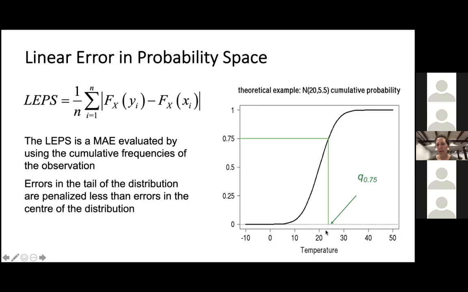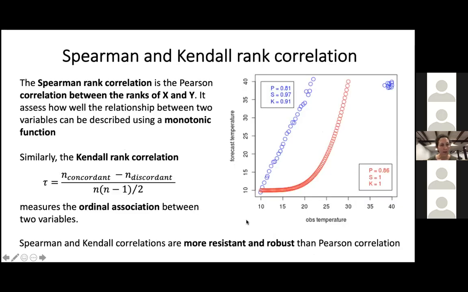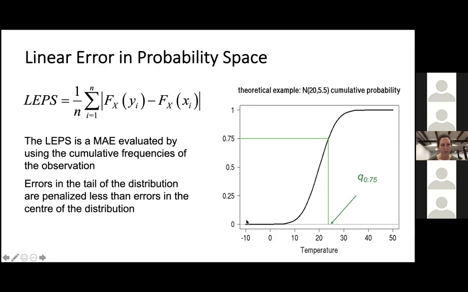In this way, you see that you essentially transform your temperature into a cumulative probability. In this way, the tails of the distributions are penalized less than the center of the distribution. So this is suitable when you have, for example, misbehaviors in the tails of your distribution.